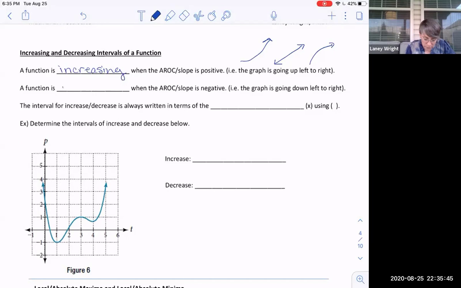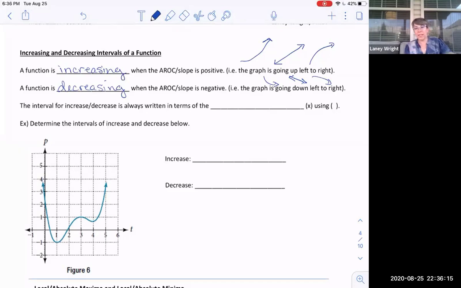A function is said to be decreasing when the average rate of change or slope is negative. So again, that just means it's going down left to right. Could be curved, just going in the downward direction.